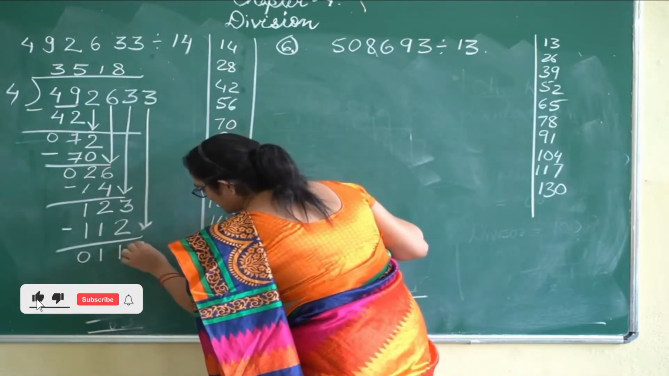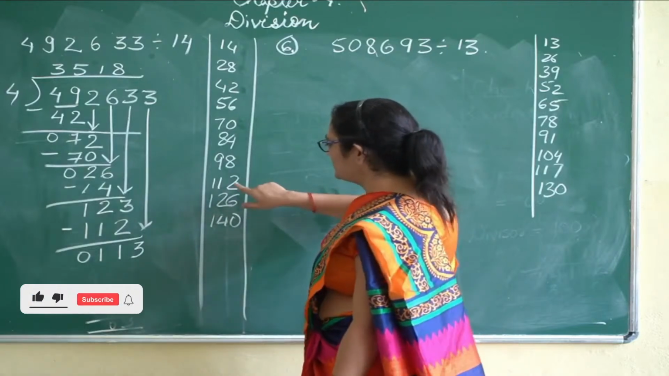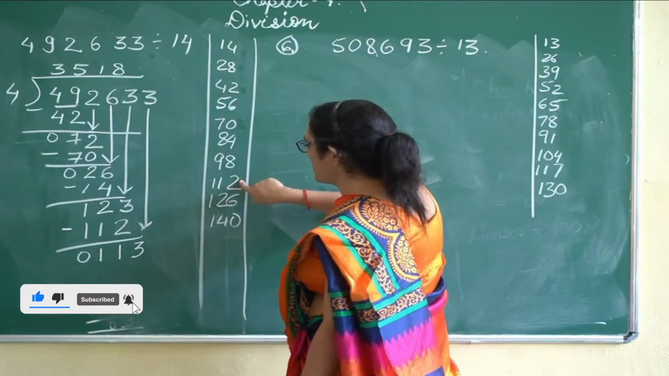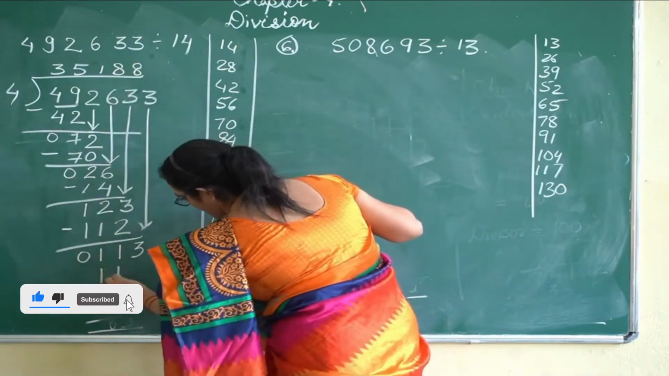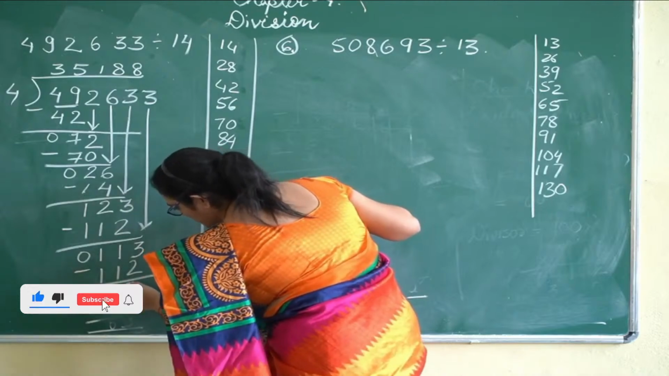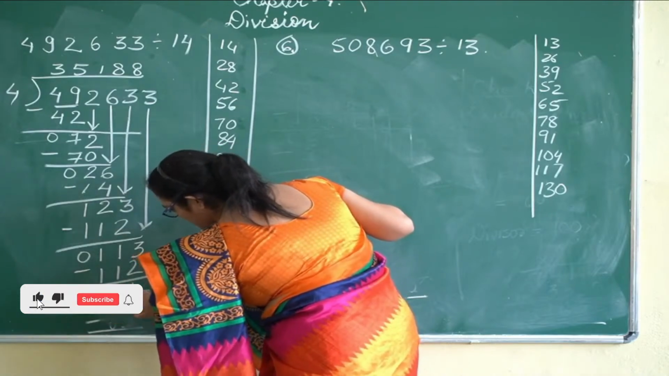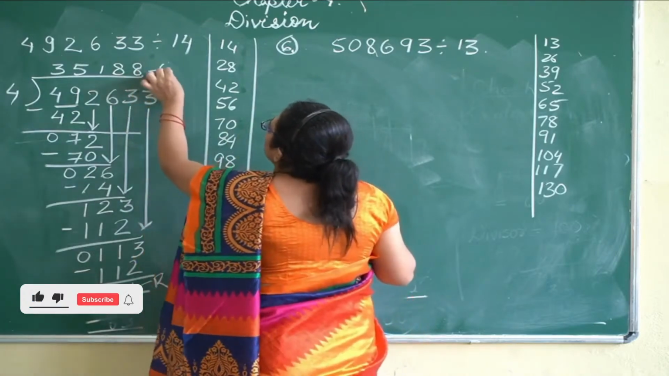That is 3. In the table of 14, is 113 there? No. Smaller than 113 is 112. How many times? 8 times, 112. Subtract. 3 minus 2 is 1, 1 minus 1 is 0, 1 minus 1 is 0. This is your remainder. This is your quotient.